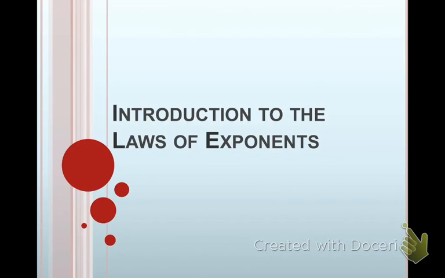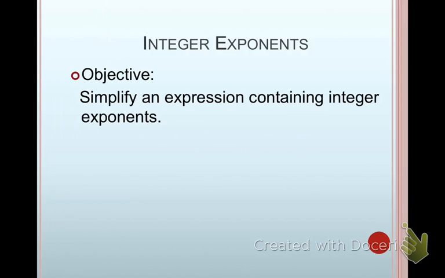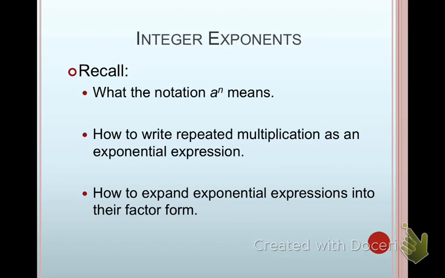Today's notes are on Introduction to the Laws of Exponents. The objective is to simplify an expression containing integer exponents. Remember that the notation a to the n means that we're going to multiply a n times. We can write that out as repeated multiplication, so it would look like a times a times a times a, and we would do that n times. And that's how we expand an exponential expression into its factored form.